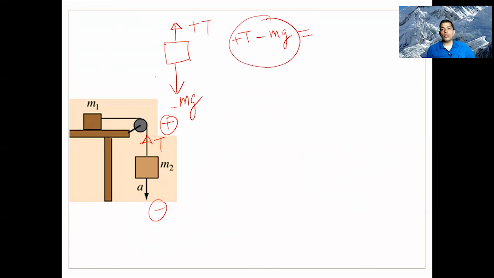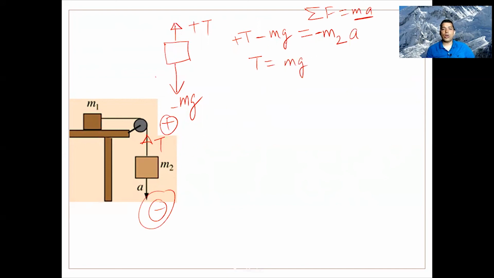According to Newton's second law, your net force should be equal to ma, right? So we have the net force. Then what is ma? m is m2, then a is a, and downward is negative. That's why you have a negative sign here. Makes sense? So from here, what is your tension? Tension equals m2g, I should have written m2 here, right? m2g minus m2a. That's your tension.